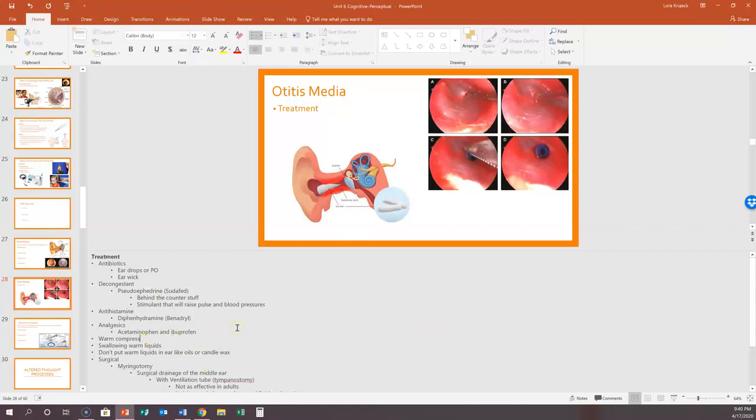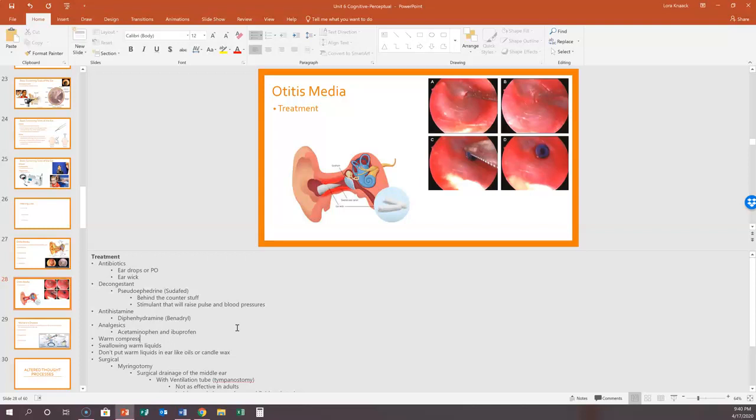Warm compresses over the ear and across the jaw and into the neck a little bit help ease some of that pain. There's a few cases where an ice pack feels better to some people, but more often than not, it's heat that feels better. And then swallowing warm liquids kind of helps with that eustachian tube. Don't put warm liquids in the ear.